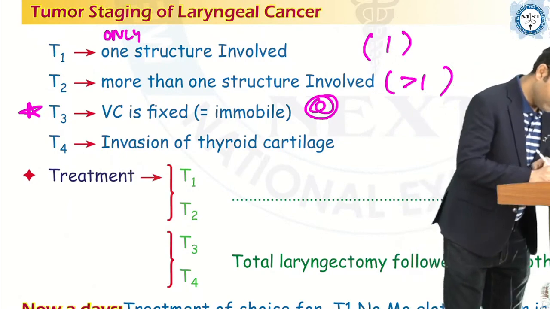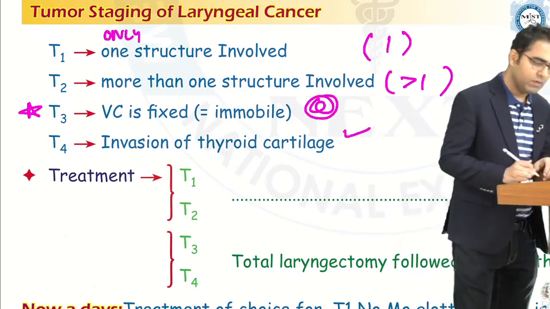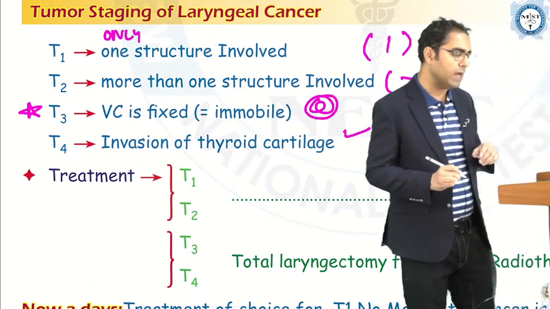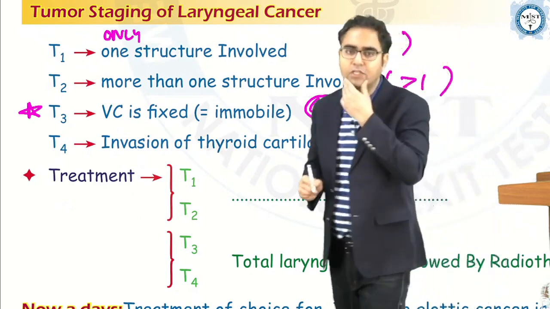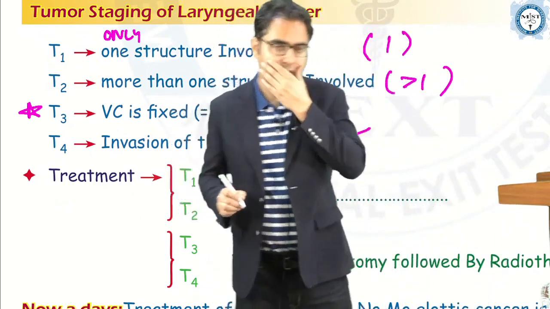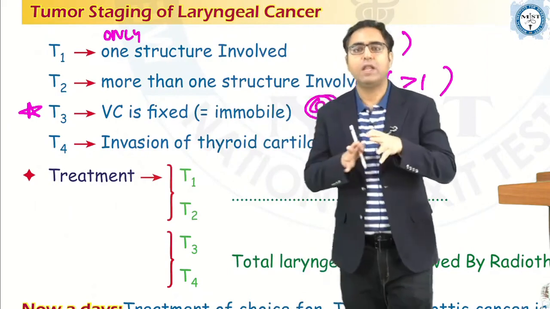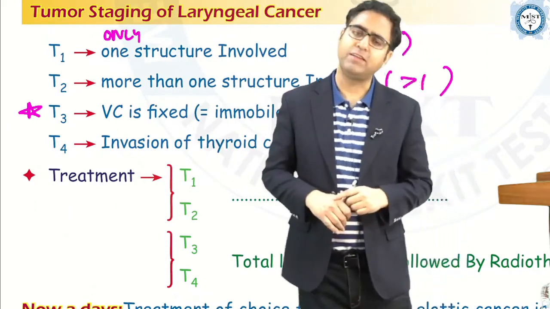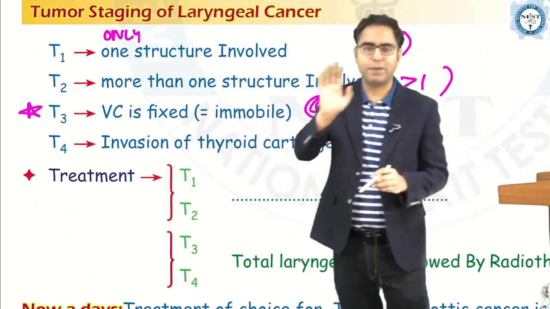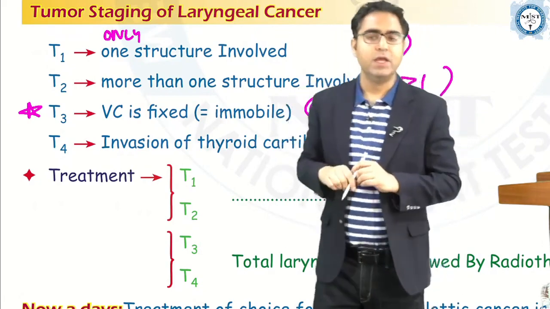T4 is invasion of thyroid cartilage, beta. Okay, invasion of thyroid cartilage. Thyroid cartilage got invaded, beta. Let us revise this, beta. It has never come in your paper, but still, higher level questions.